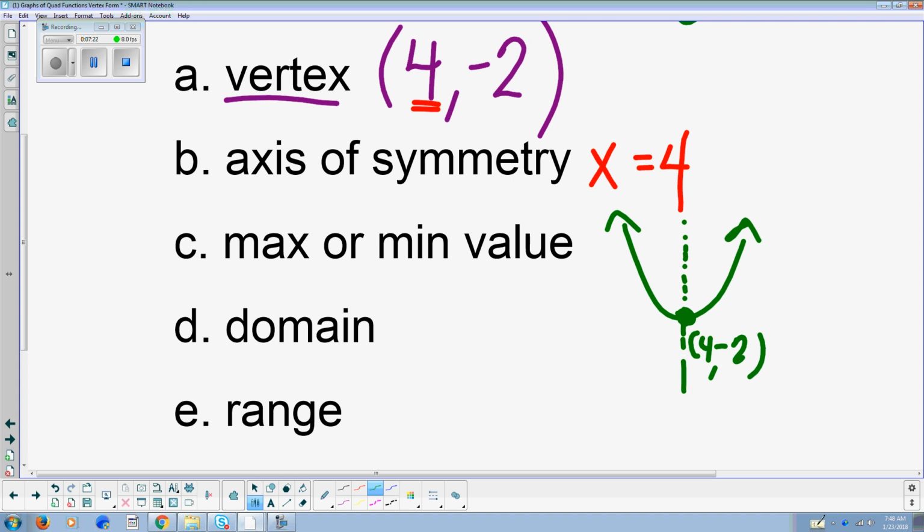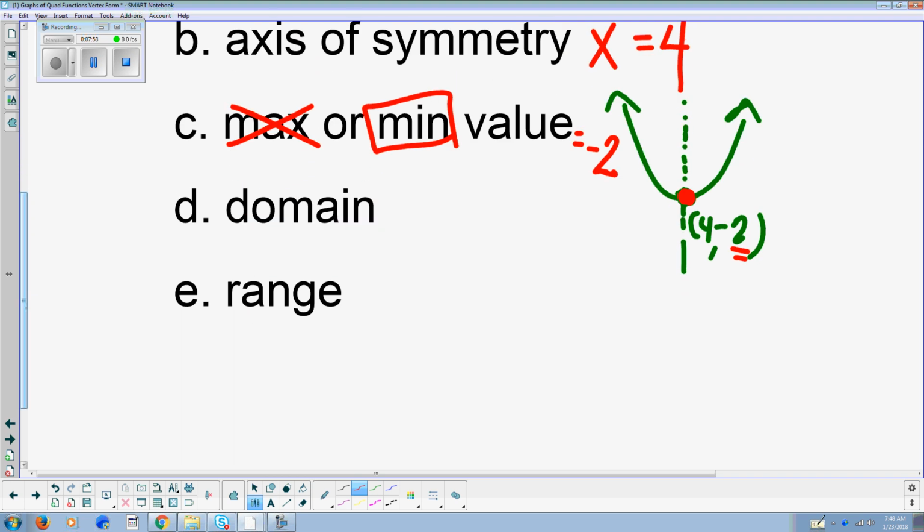Since this is a smiling, this vertex happens to be at the bottom of the graph, meaning we don't have a maximum value here. We have a minimum value. This is a minimum value because the parabola smiles. And we will say that the maximum or minimum value is going to be that y-coordinate of our vertex. So our minimum value here is negative 2. Minimum value is negative 2. Next, we consider our domain.